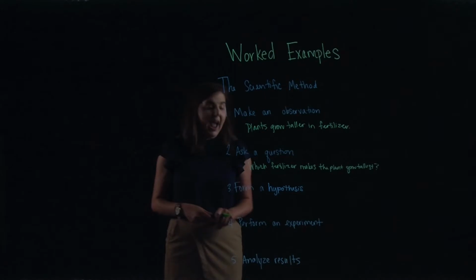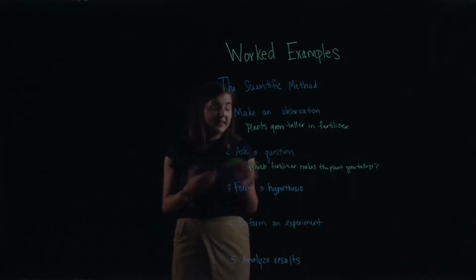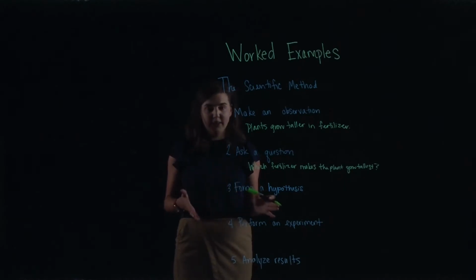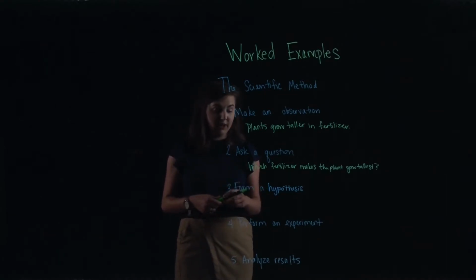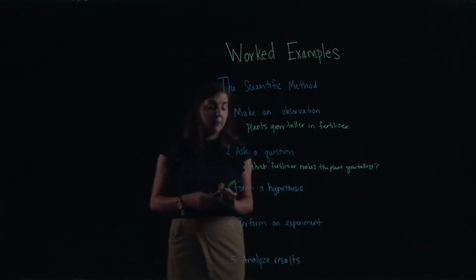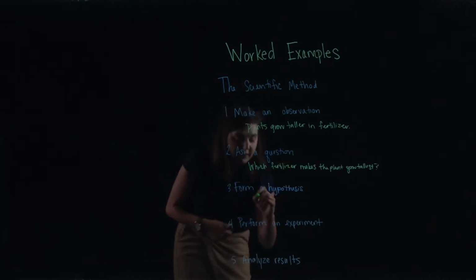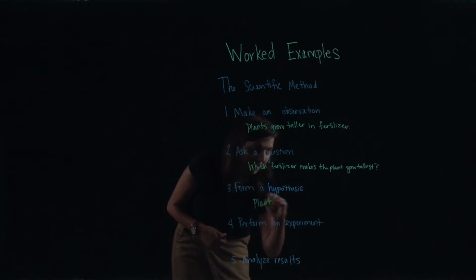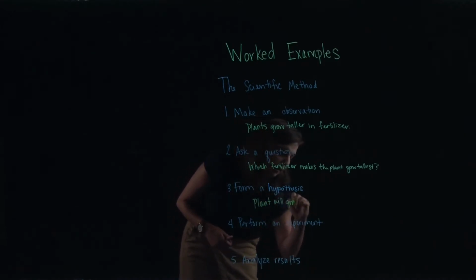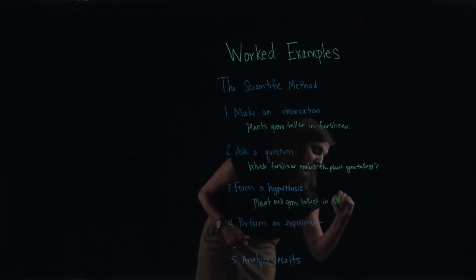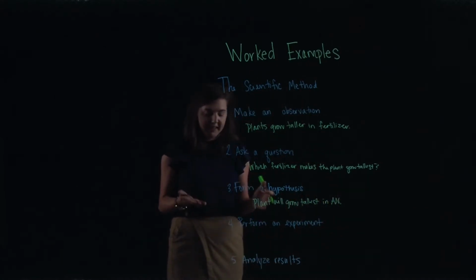All right, and form a hypothesis. So in this experiment, we're going to have a control, which is a plant that doesn't have any fertilizer. Just as a comparison, we're going to have ammonia sulfate as a fertilizer and ammonia nitrate as a fertilizer. And my hypothesis is that plants will grow tallest in ammonia nitrate fertilizer.